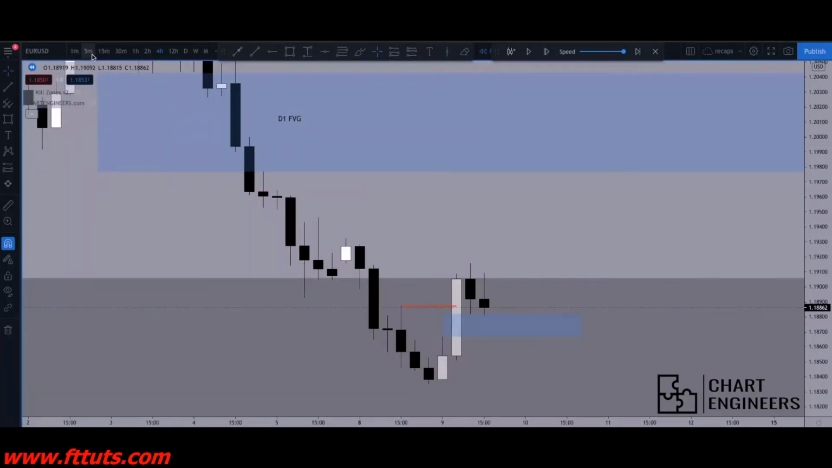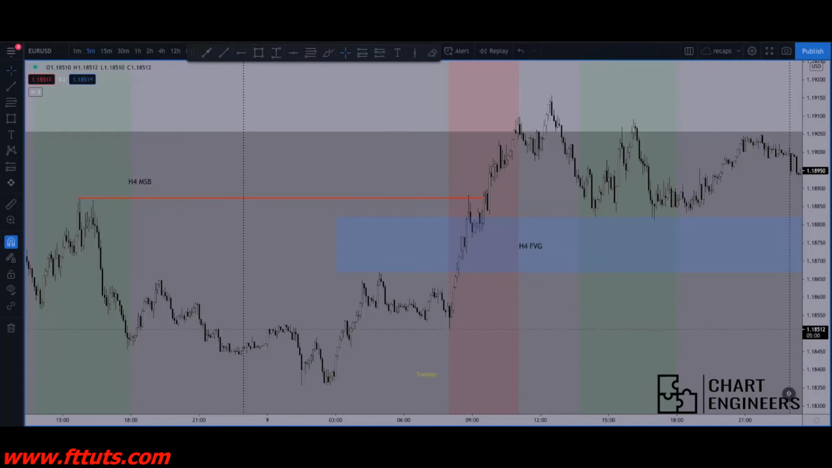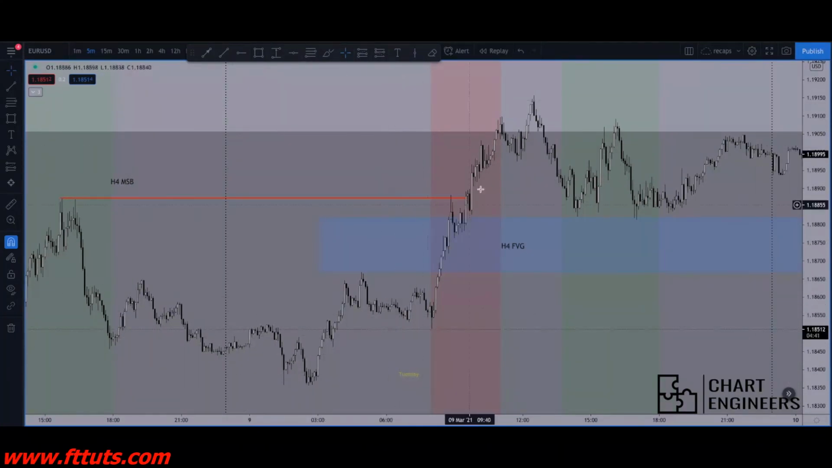So let's go over to the M5, because the M5 is the time frame I'm using to frame my setups. So this is the M5 time frame, or the 5-minute time frame on EURUSD, and I'm now going to show you how I frame my setups on the M5 time frame. So we know that price had the market structure break, right? All this price action between these two vertical lines is Tuesday's price action, and you can see it here. And on Tuesday we had the H4 market structure break.